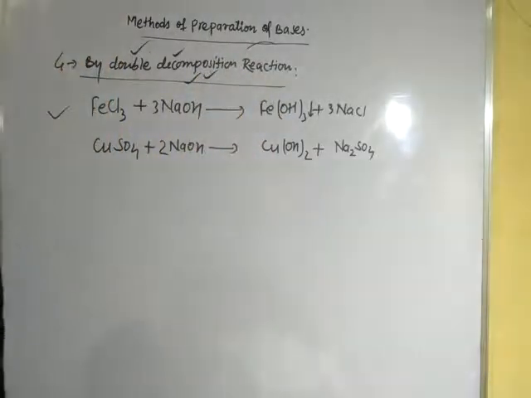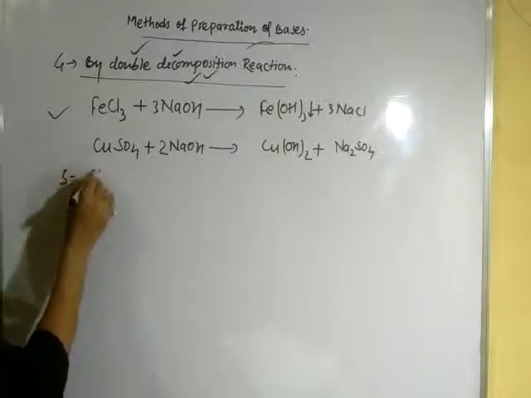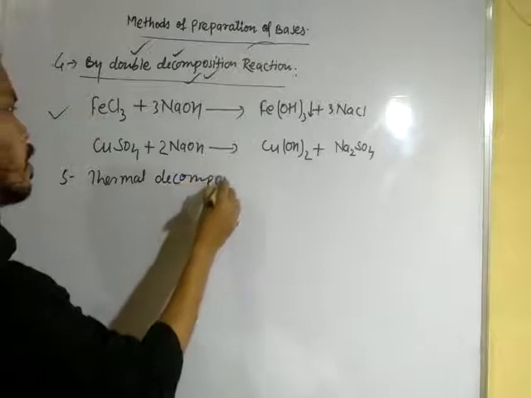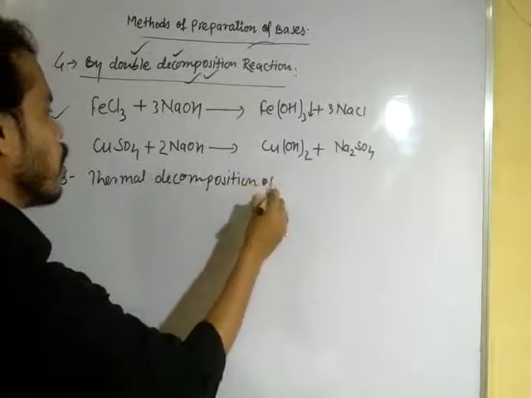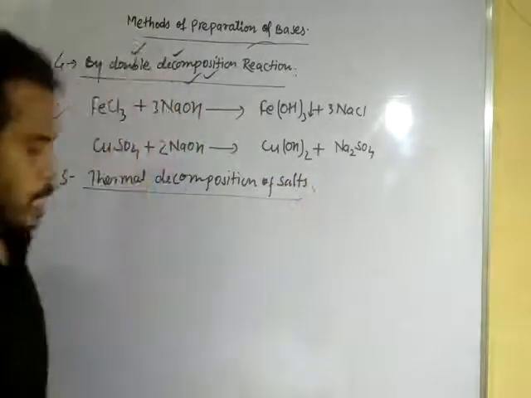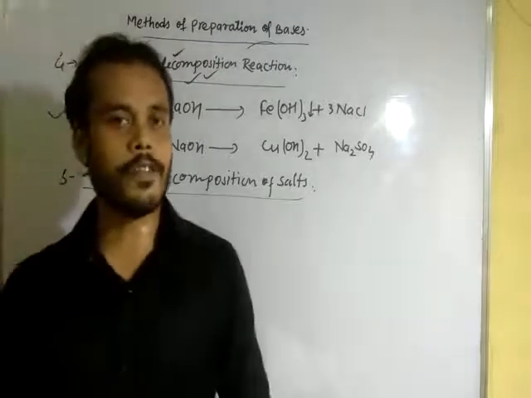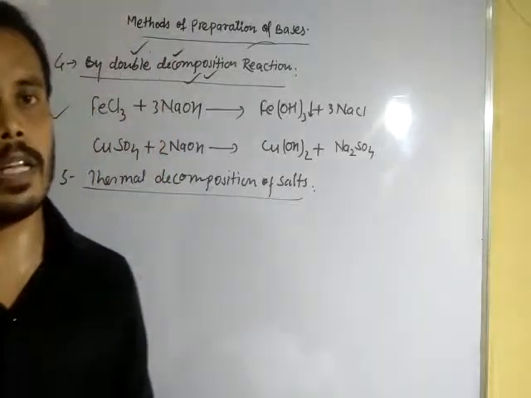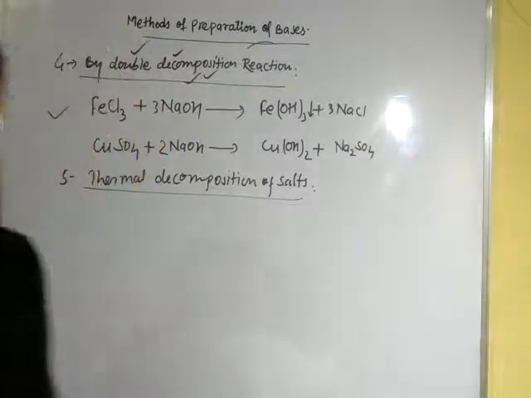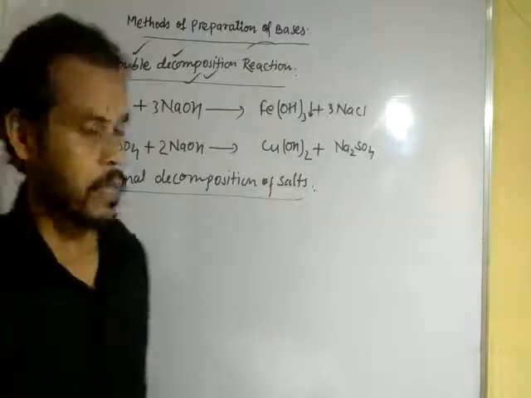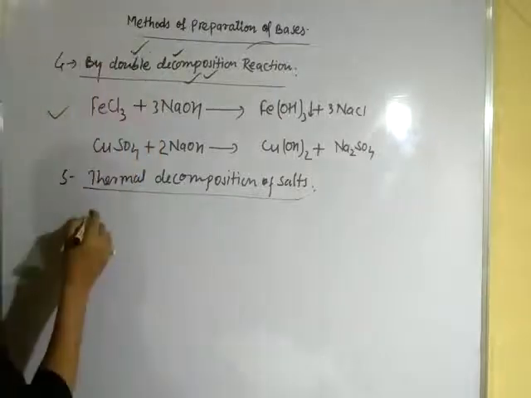Next is thermal decomposition of salts, the fifth one. What is thermal decomposition? When decomposition takes place with the requirement of heat, it is called thermal decomposition. That means after giving heat, some substances decompose to form products. Let us see the example.